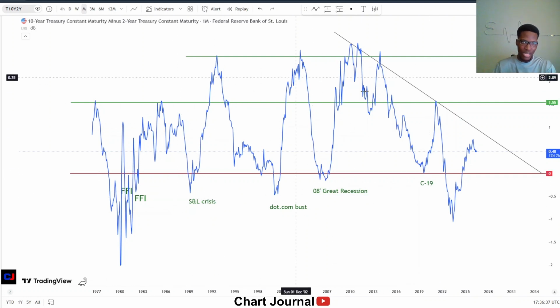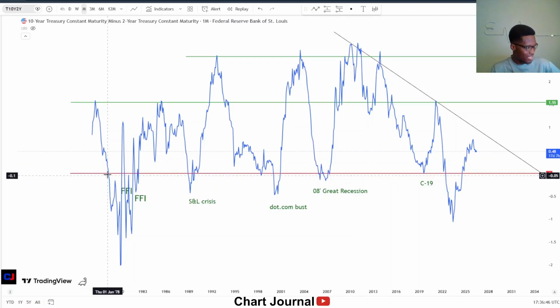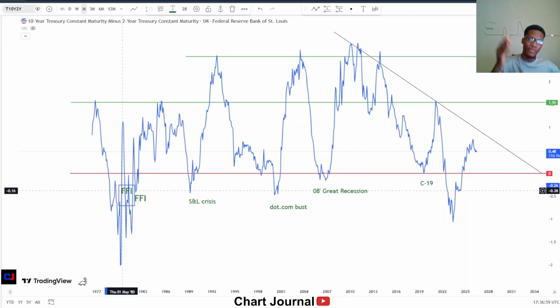As you can see, we have this blue line, this red line, and this green line. In simple terms, the red line here is 0. So as this blue line hits 0 and below, in the coming months or years later, we have a recession every time. So we hit this red line, and you can see I've put FFI, fight for inflation. Then the next time we had FFI, fight for inflation.